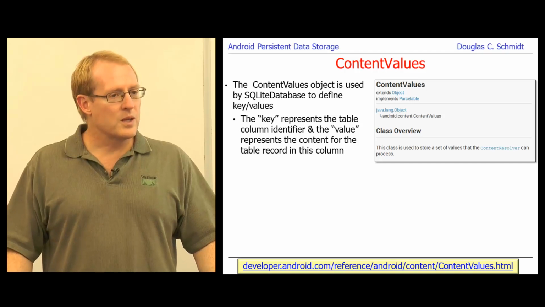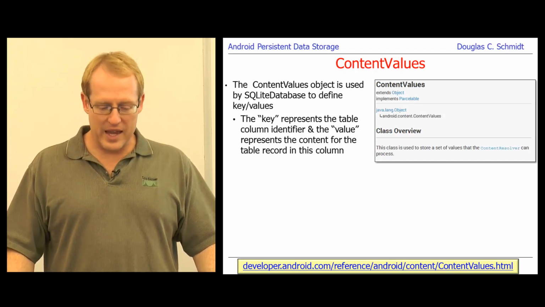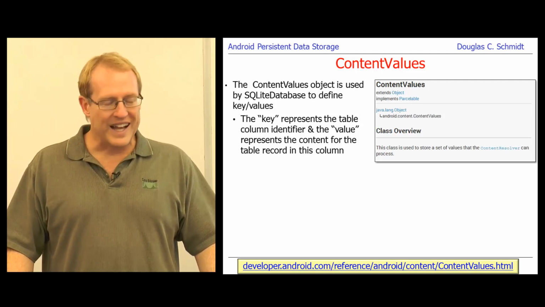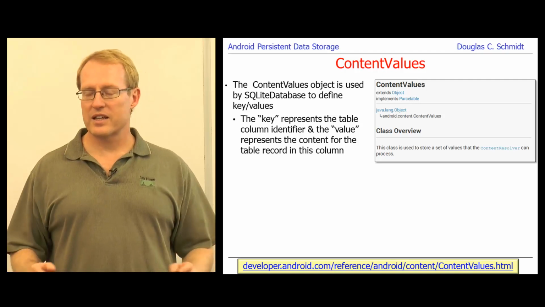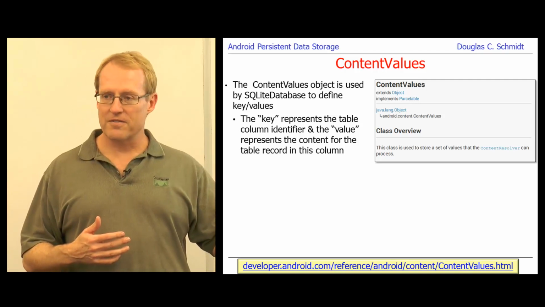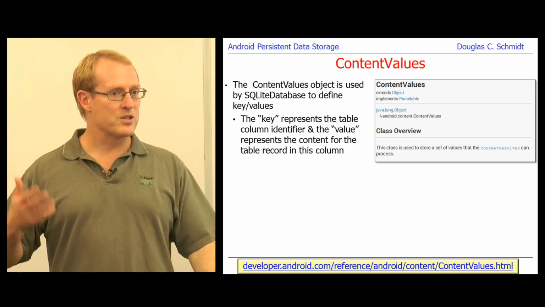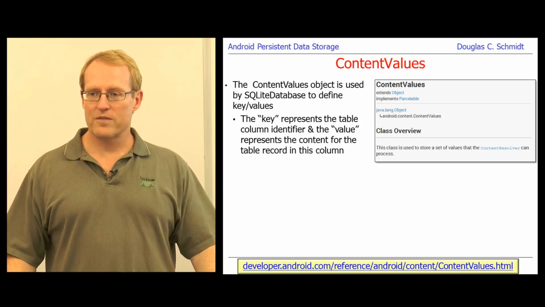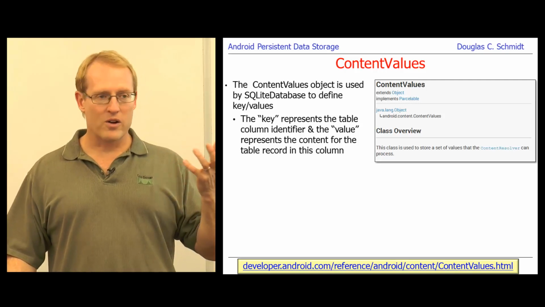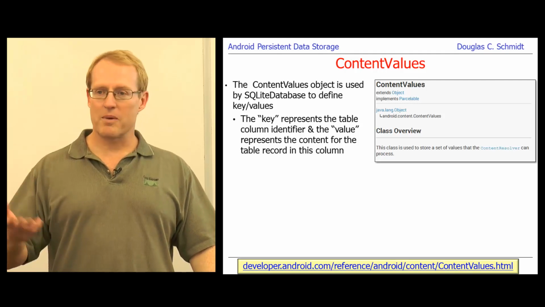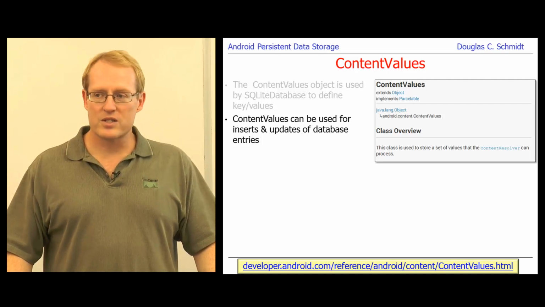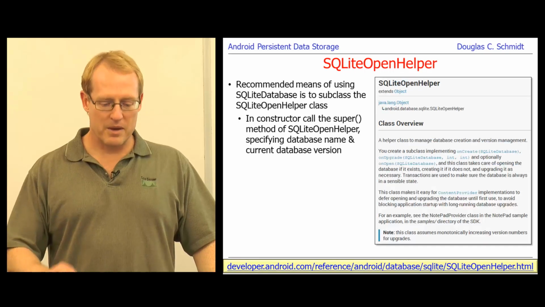The typical way that you interact with the insert and update operations is by using something called content values. Content values are basically key value pairs that can be used to reference the column identifier, which is what the key is, and then the value, which is the value of that column identifier. So if you had a database of artists, then the key might be the artist's name, and the value might be something about the artist. And you can use these typically for the insert and update operations that are available on SQLite databases.